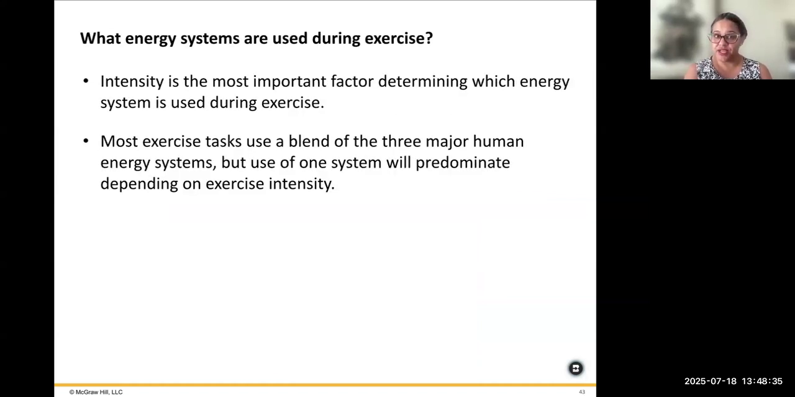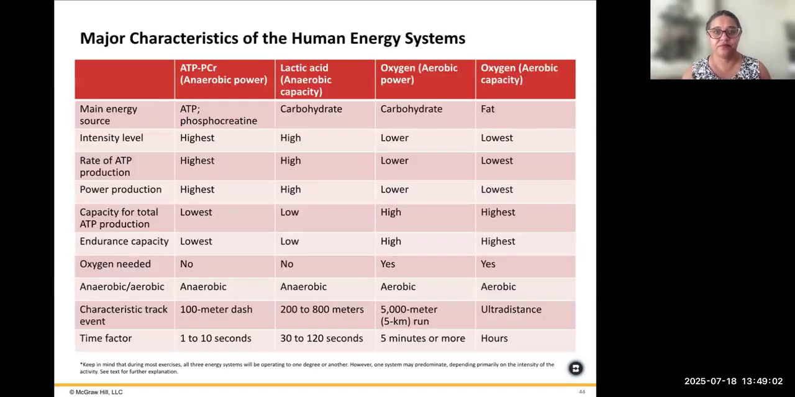Which energy systems are used during exercise? Intensity is the most important factor determining which energy system is used. Most exercise tasks use a blend of the 3 major human energy systems, but one system will predominate depending on exercise intensity. He showed that chart where the PCR dominated for the first 10 seconds or so, and then the glycolytic for the next 60 seconds or so, and then the oxidative for the long term. So this is another little bit more complicated chart than the one I told you to copy from the video, but you can always add this into your chart for the notes.